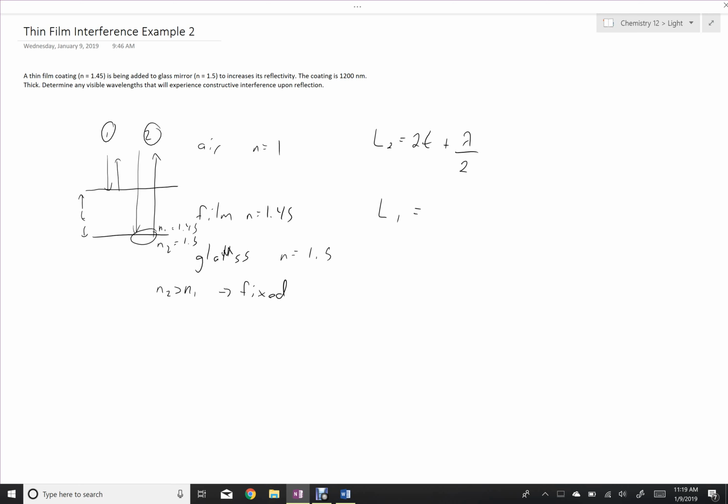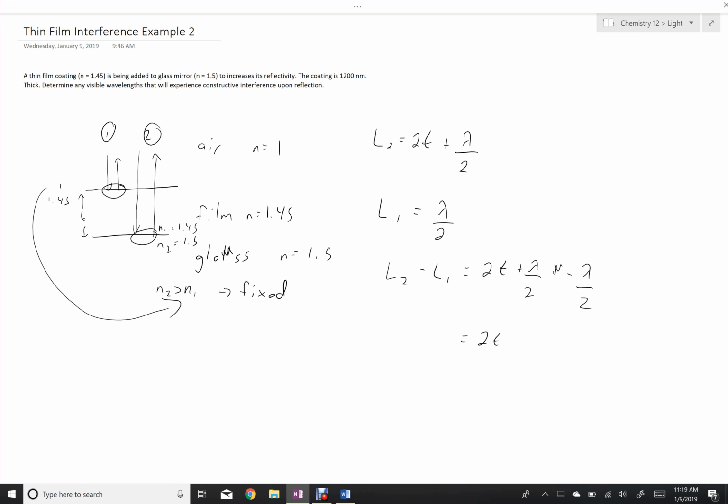For L1, I'm looking at this surface here. I'm going from 1 to 1.45. So I don't have 2t, I never went into the film, but I do have an inverted pulse from my fixed end reflection. So now I can predict the path length difference that will be observed. 2t plus my inversion minus that inversion, and I'm just left with 2t.